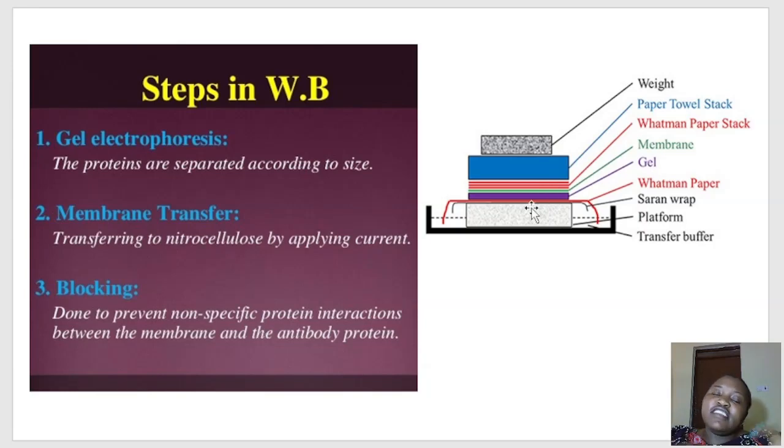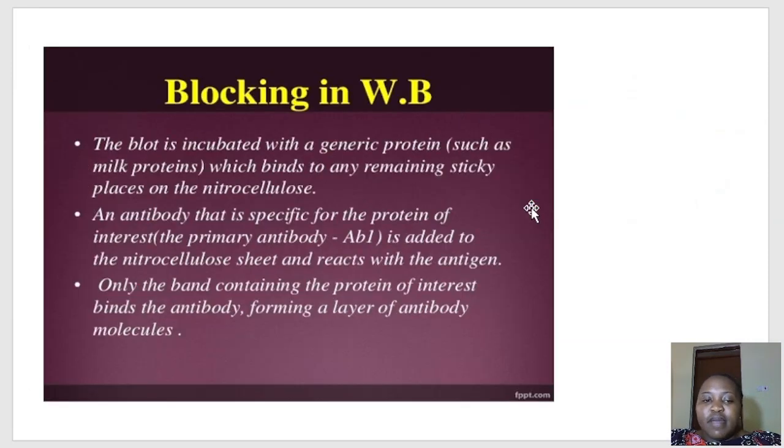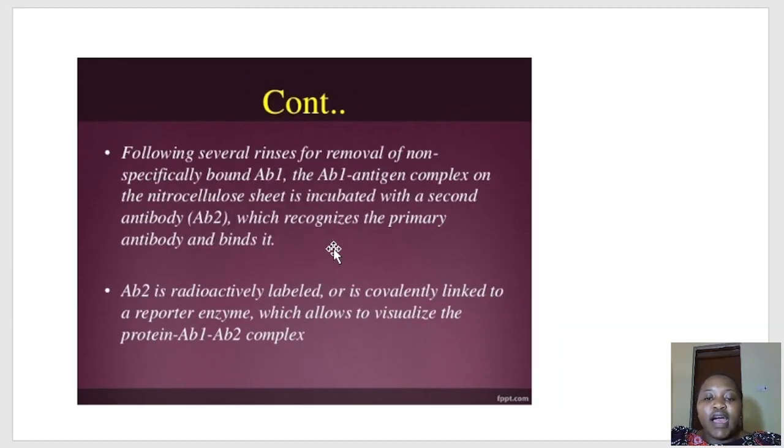Then after you have transferred, now you have your membrane. You block, just like we are blocking in ELISA. We block any areas that don't have any protein to avoid unspecific binding. So for blocking, we can use milk proteins like casein and all that. Then after you have blocked, we normally add our primary antibody.